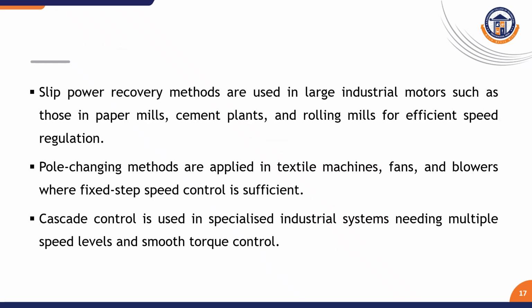Slip power recovery methods can be used in large industrial motors such as paper mills, cement plants, rolling mills, etc. Pole changing methods find applications in textile mills, fans, blowers, where fixed speed can be used. Cascade control method is particularly used in industrial systems needing multiple speed levels and smooth torque control.